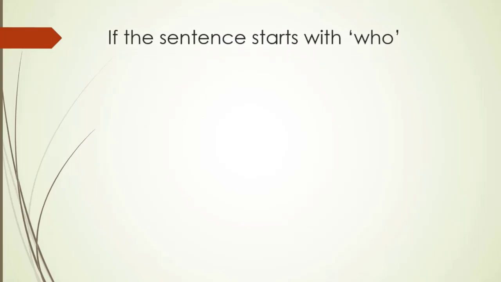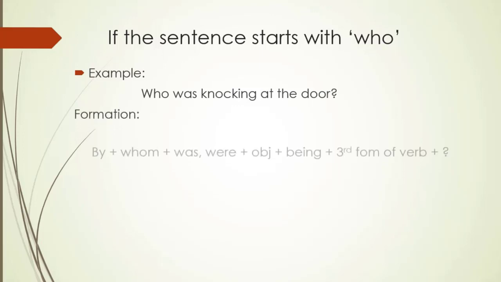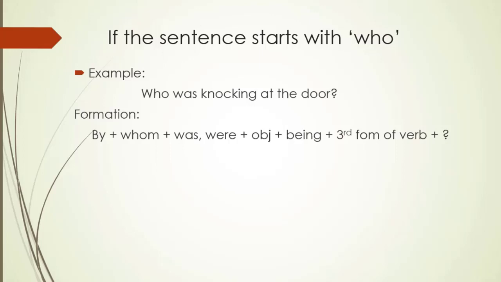If the sentence starts with who, what is the change? Who was knocking at the door? What shall be the formation of this sentence? If you want to change it into passive voice, we shall do the following changes. We shall use by at the start of the sentence, plus whom, plus was/were, plus object, plus being, plus third form of verb, plus question mark.